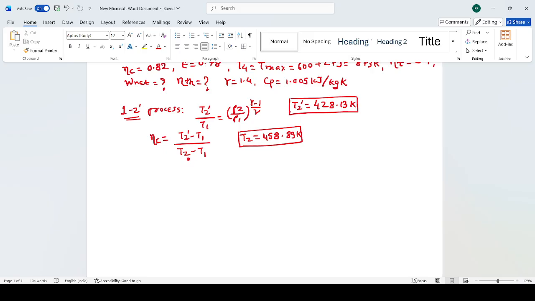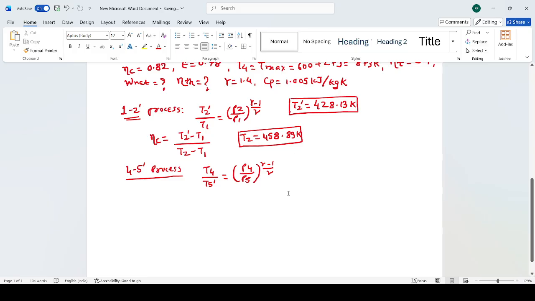Now similarly for the process 4 to 5 dash, that is the isentropic expansion of the gases in the turbine. So I can write down the equation: T4 upon T5 dash is equal to P4 upon P5 raised to gamma minus 1 divided by gamma.